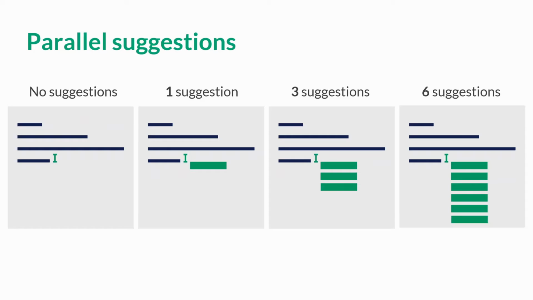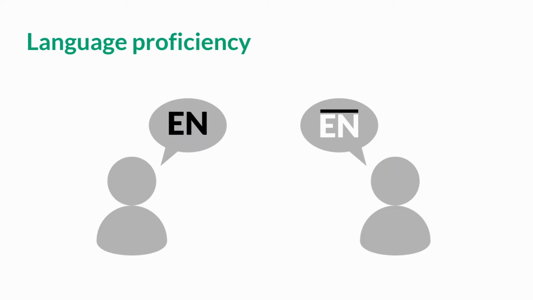We compared different numbers of suggestions. As you can see here, we compared having no suggestions and 1, 3 and 6 suggestions. We also looked at language proficiency, comparing native English speakers to non-native English speakers.